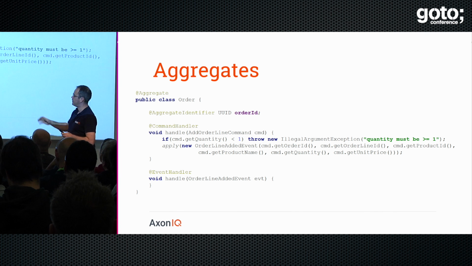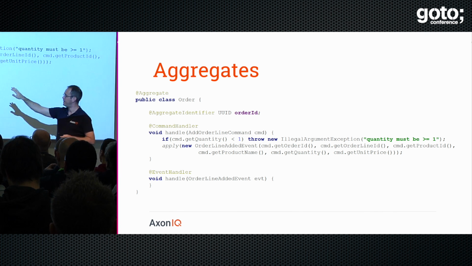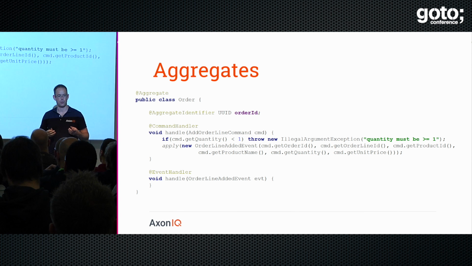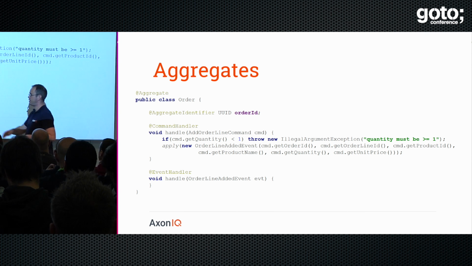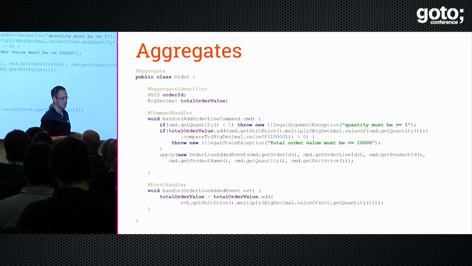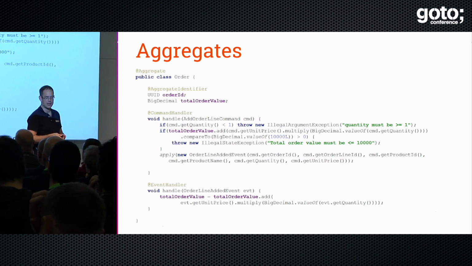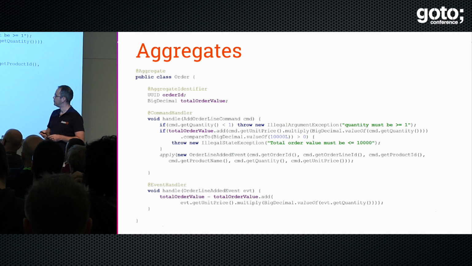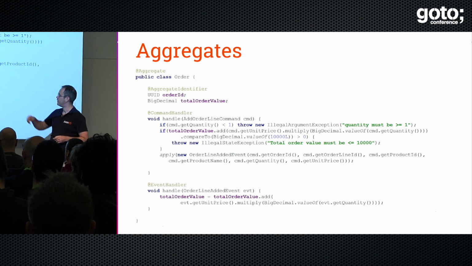So in this case, the only business logic implemented here is that we validate the quantity on a command cannot be less than 1, but nothing else is being validated. And if that's truly my business logic, then I wouldn't need to store anything in my aggregate. You could even drop this event handler altogether. Now suppose that I have a little bit more complex business logic, and we would check here that the total order value can never be bigger than 10K. Then, of course, you need to start maintaining some state.